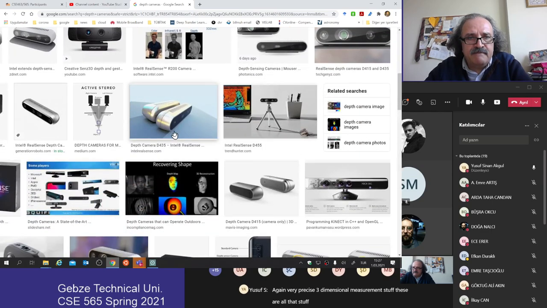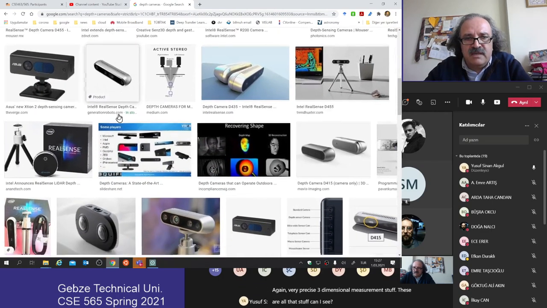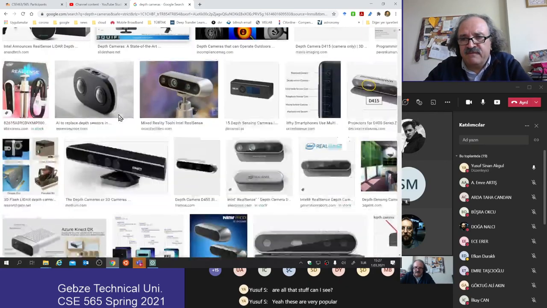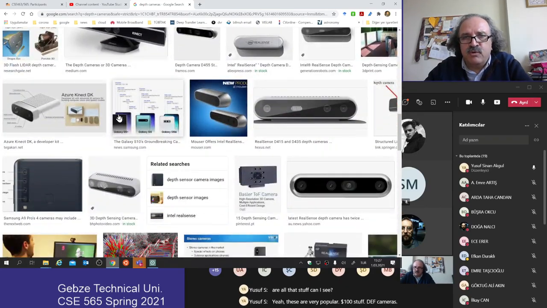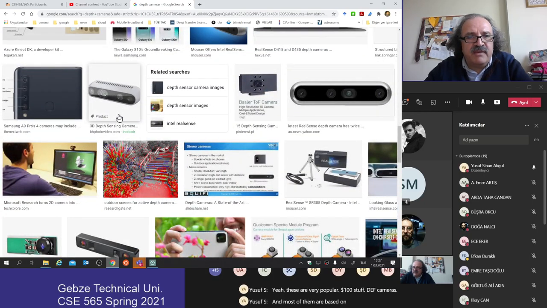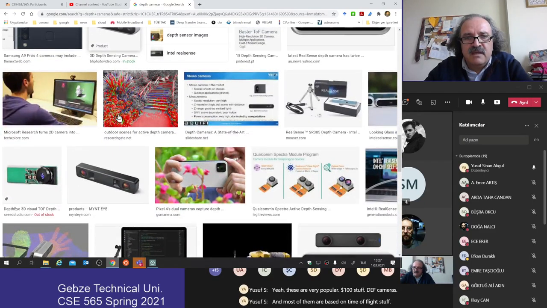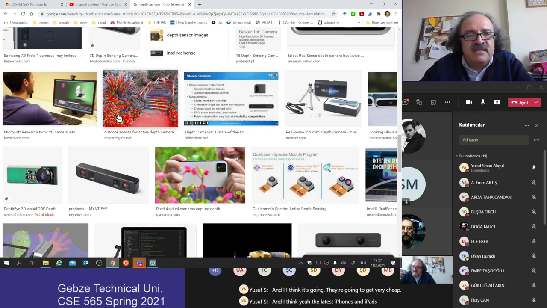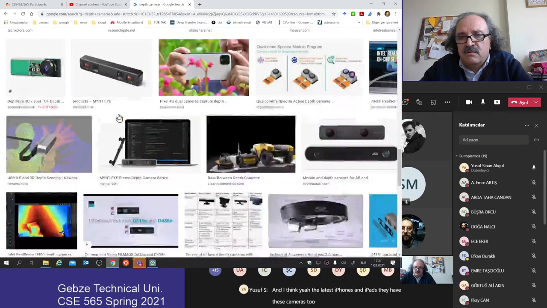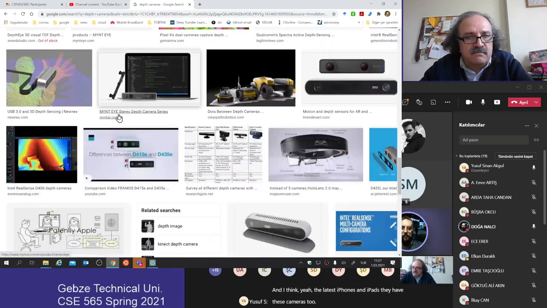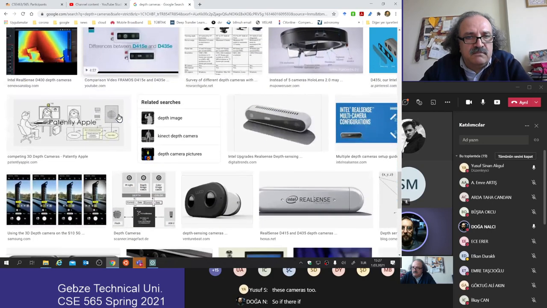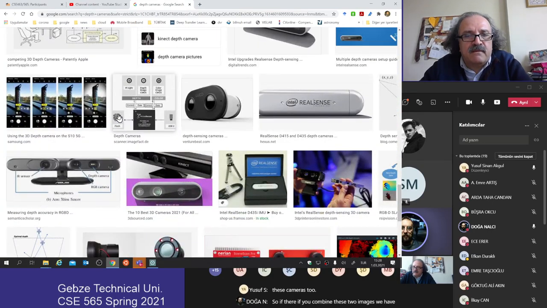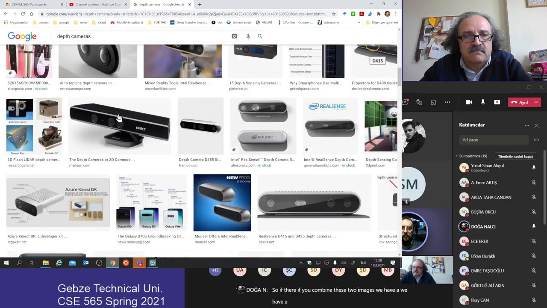Can I see? Yeah, these are very popular $100 depth cameras. And most of them are based on time of flight. And I think they are going to get very cheap. And yeah, the latest iPhones and iPads have these cameras too. If you combine these two images, we have an image with distance data.